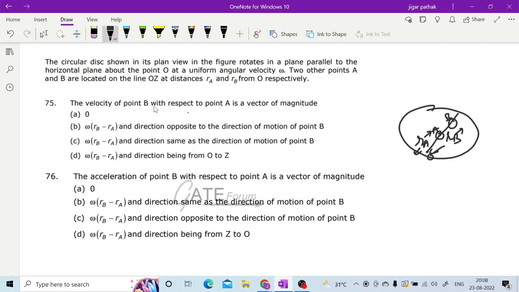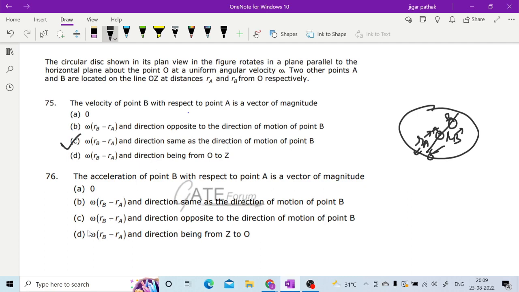So now the velocity of point B with respect to point A is a vector of magnitude omega R. Its vector magnitude will be omega R. So omega RB minus omega RA, and the direction is same as the direction of motion of point B. So that is correct for the 75th one.